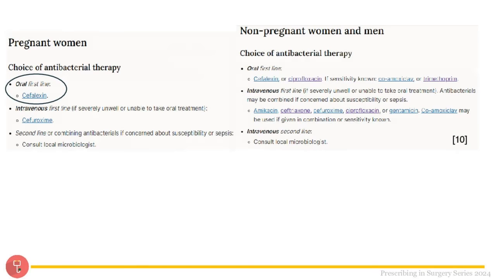So just to show you the guidelines. To the left, we've got the BNF guidelines for pregnant women with pyelonephritis. And as you can see, oral first line is cephalexin. To the right, we've got guidelines for non-pregnant women and men. And in that case, we can use cephalexin or ciprofloxacin. We could also use co-amoxiclav or trimethoprim as oral first lines if sensitivities are known. I hope that makes sense. Any questions for this scenario?